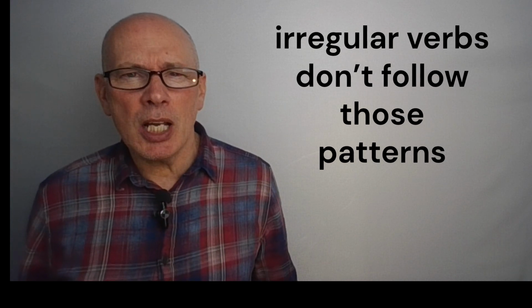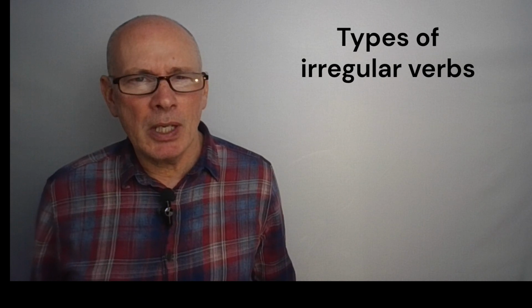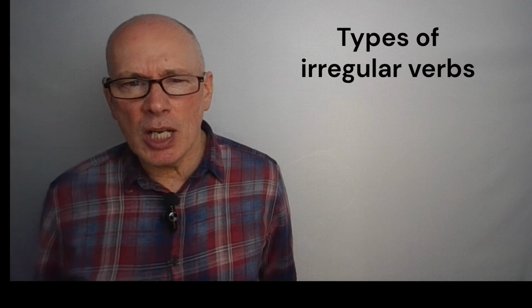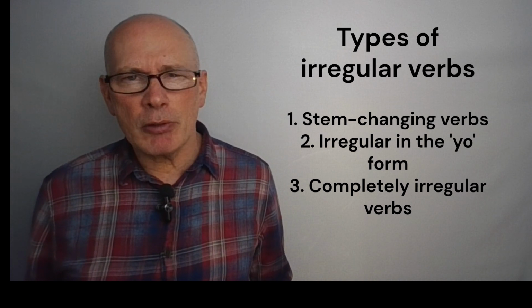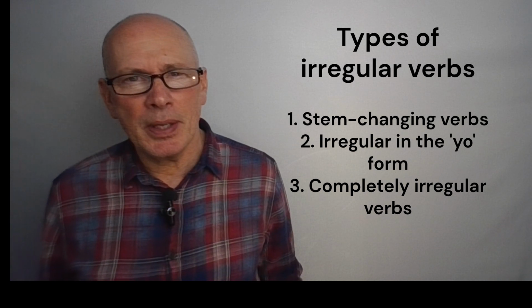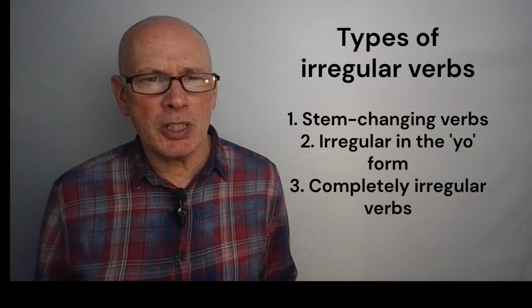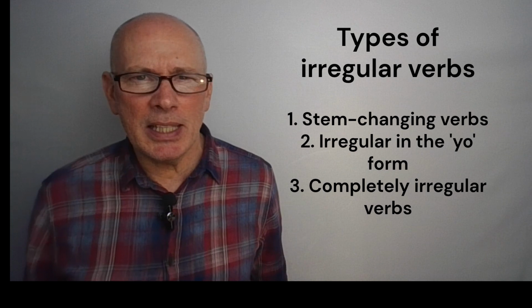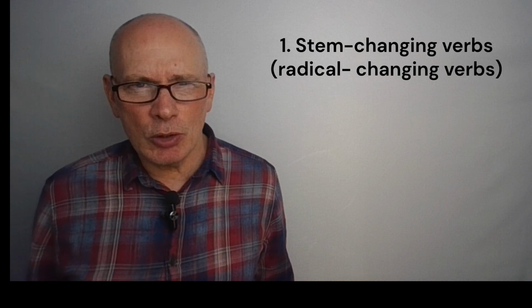But there are types of irregular verbs, and so there are certain patterns you will come across even with irregular verbs. So here are the most common types of irregular verbs in the present tense, and we'll go through three groups with examples. We have stem-changing verbs, verbs that are irregular just in the yo form, the first person singular, and then completely irregular verbs. So let's first have a look at stem-changing verbs, also known as radical-changing verbs.